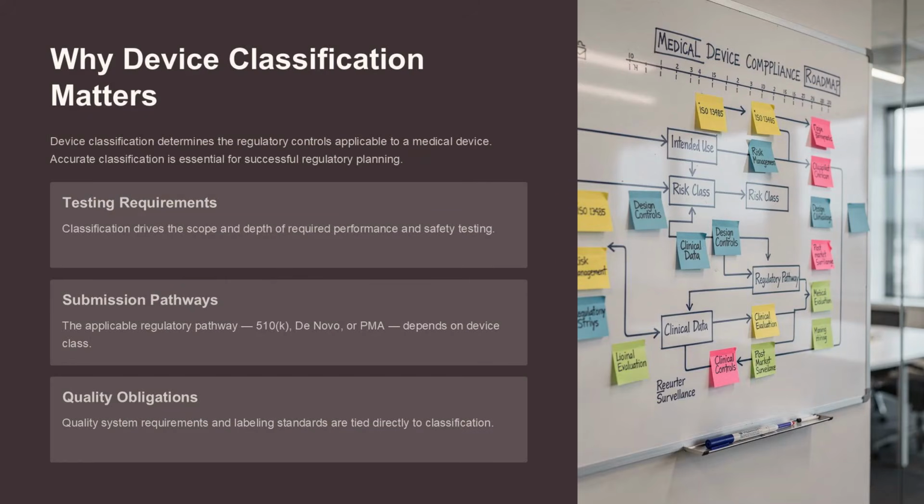Device classification determines the regulatory controls applicable to a medical device. Accurate classification is essential for successful regulatory planning. Testing requirements, submission pathways, and quality obligations are all tied to device classification.